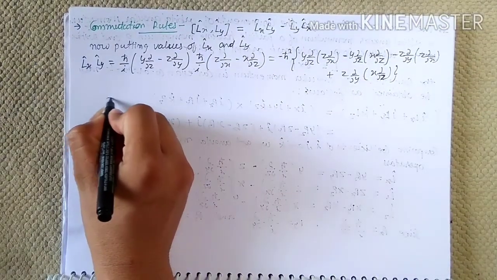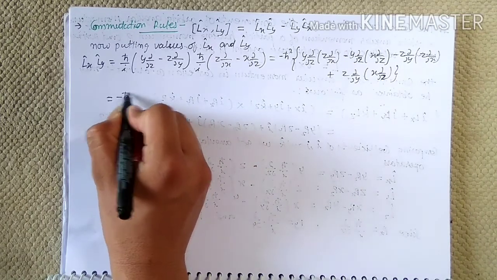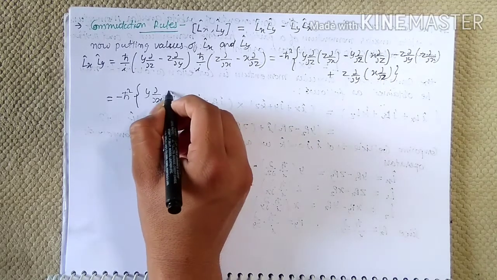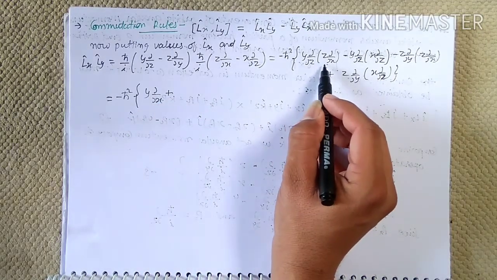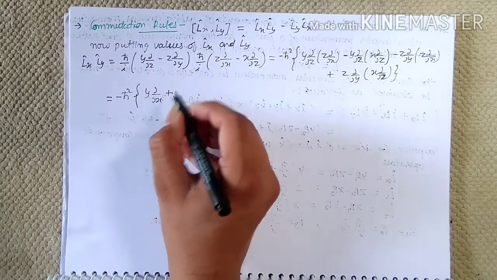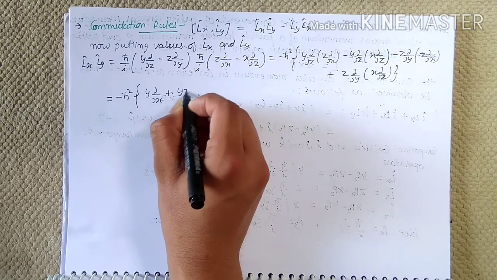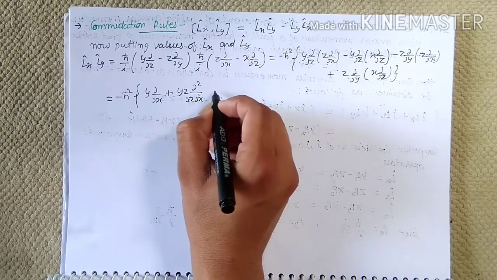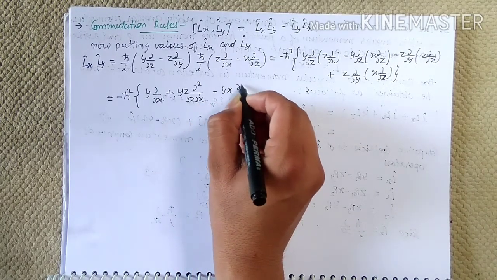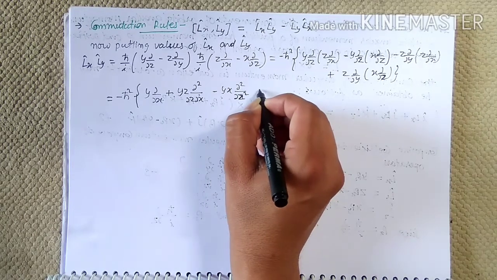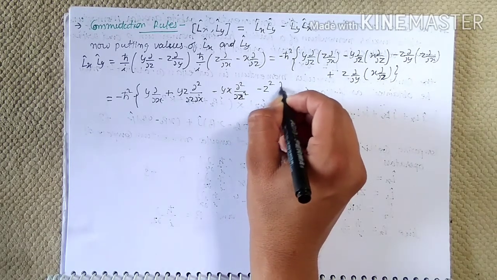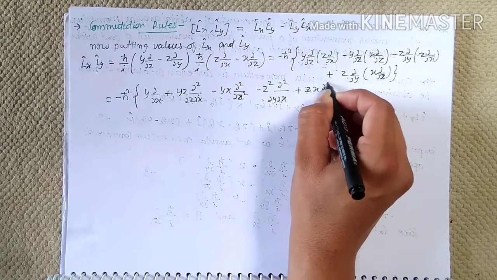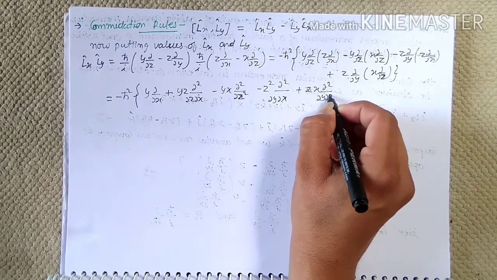Solving this, we get minus h cut square [y del by del x, using the UV method in differentiation, y z del 2 by del z del x minus y x del 2 by del z square minus z square del 2 by del y del x plus z x del 2 by del y del z].